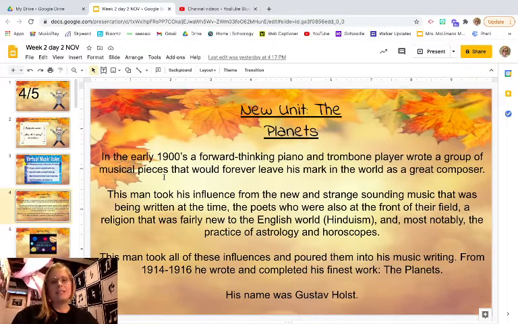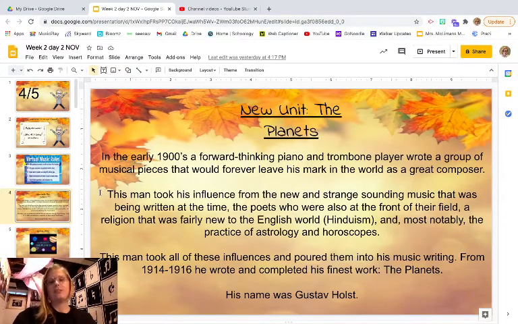In the early 1900s, a forward-thinking piano player and trombone player wrote a group of musical pieces that would forever leave his mark in the world as a great composer. A composer, if you remember, is the person who writes down the music.